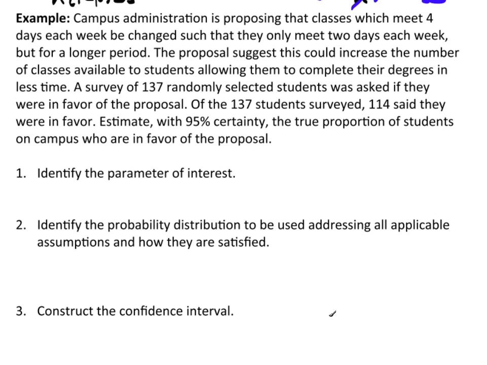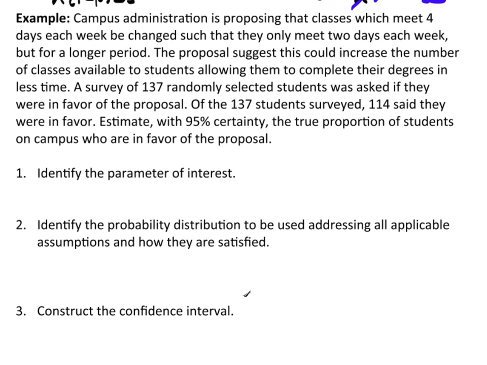The proposal suggests this could increase the number of classes available to students, allowing them to complete their degrees in less time. A survey of 137 randomly selected students was asked if they were in favor of the proposal. Of the 137 students surveyed, 114 said they were in favor. Estimate with 95% certainty the true proportion of students on campus who are in favor of the proposal.